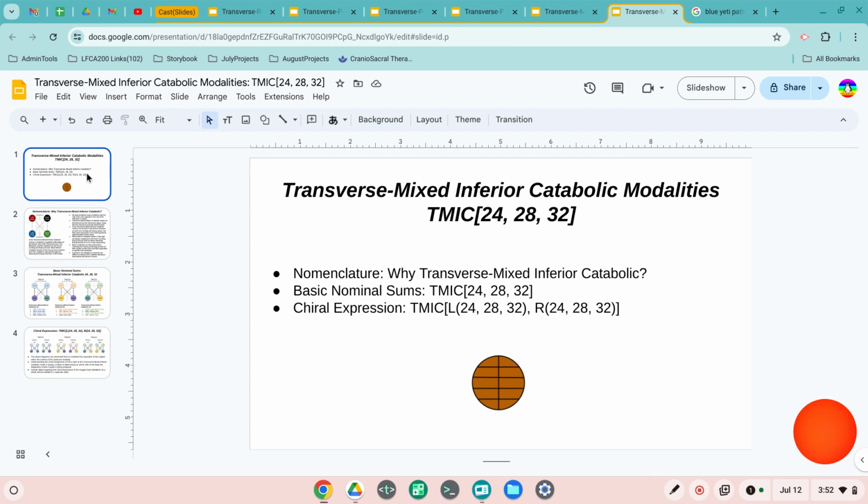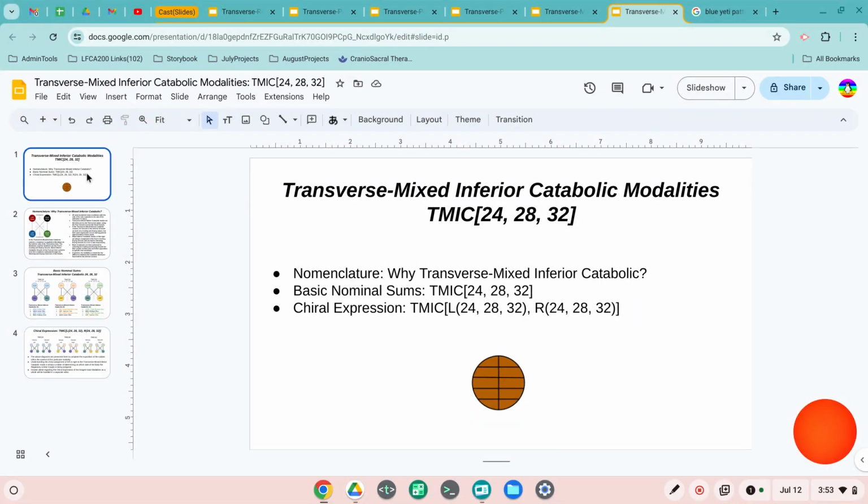Welcome to this lesson on a Western interpretation of the transverse mixed inferior catabolic modalities of the global balance method. The first slide answers the question, why are these modalities labeled transverse mixed inferior catabolic? Next, the principle of using basic nominal sums to label each individual modality within the category is covered in brief, along with a diagram of each modality and its color coding.